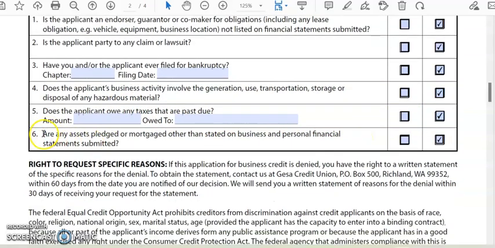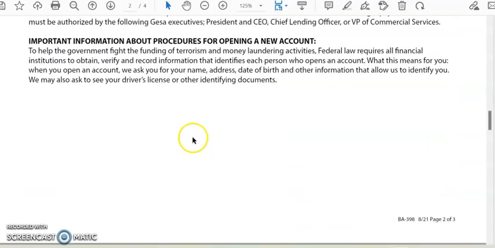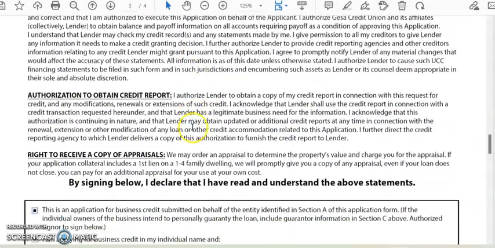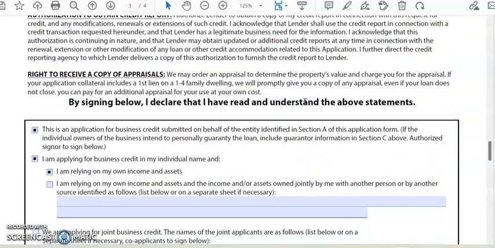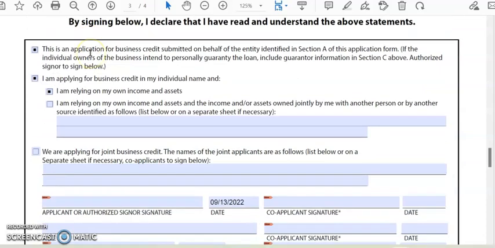And last, number 6, are there any assets pledged or mortgaged other than stated on the business or personal financial statement? In a separate video, we'll go over how to fill out the GCU Credit Union personal financial statement, and you would answer that yes or no appropriately. Make sure you read and understand everything here. This allows us to pull credit either on your business or personal by signing this. And of course, if you do get any sort of an appraisal, you do have a right to receive a copy of that.